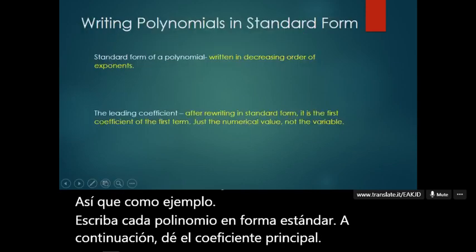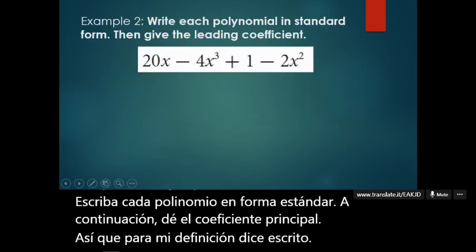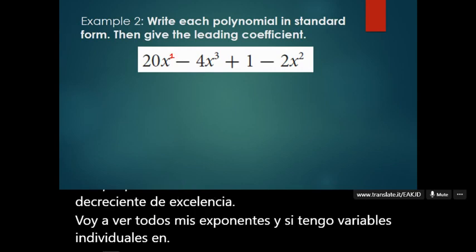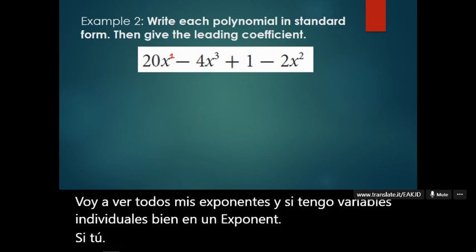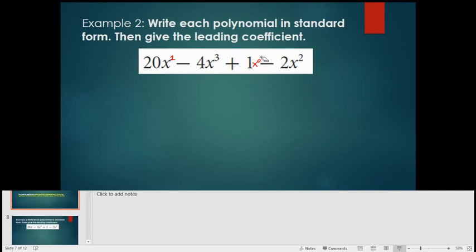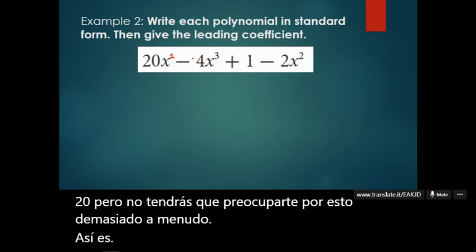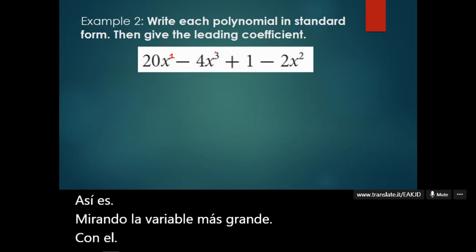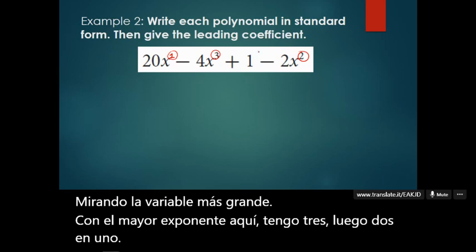So for my definition, it says written in decreasing order of exponents. I'm going to look at all my exponents, and if I have single variables, I'll write in an exponent. If you don't have a variable, numbers are just to the 0. But you won't have to worry about this too often. Looking at the biggest variable with the biggest exponent here, I have 3, then 2, then 1, and then 0.